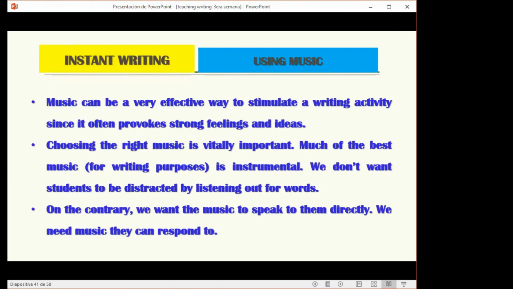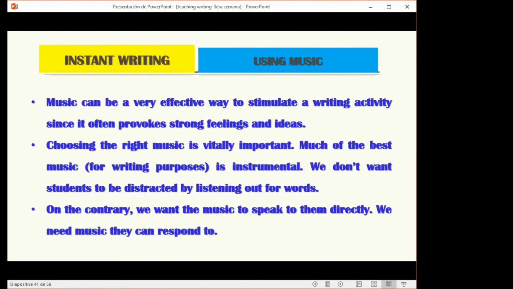On the contrary, we want the music to speak to them directly. We need music they can respond to, all right? For example, I remember that I used this technique. It was in one of the books that I used before. It was related to creating a story. They need to create a story by listening to the music.